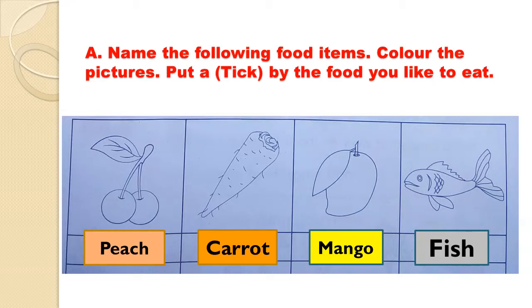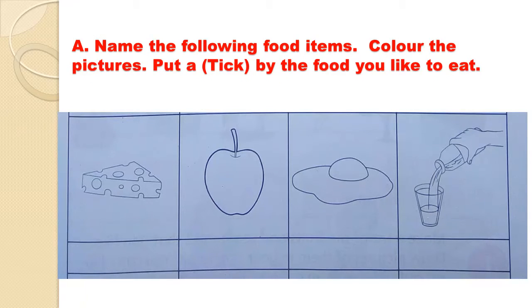Okay, the next one is, we have given, what is this? Yes, this is cheese. You eat cheese in your breakfast time. And the color of cheese is, tell me the color of cheese. Yes, the color of cheese is yellow.